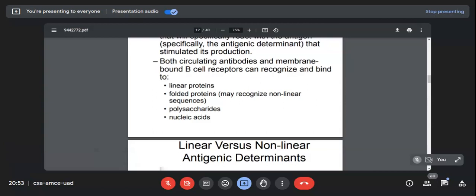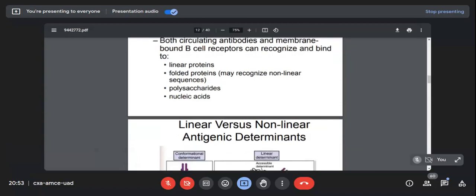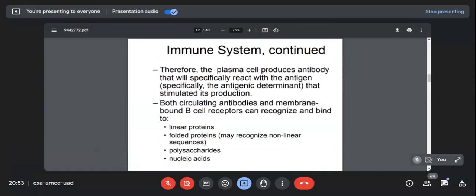So a complex molecule is a good antigen. Take note of that. I doubt if I put it in my notes. No, it's not there. Okay. So a complex molecule is more antigenic.